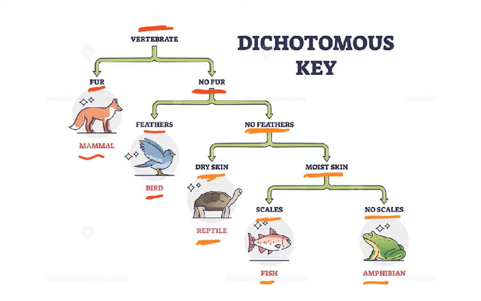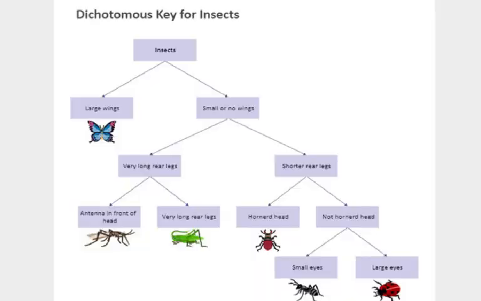And what you need to do is understand this and follow this. I'll do a few examples with you to make you understand this. Now, another dichotomous key for insects. Insects with large wings, then it's a butterfly. But small or no wings, then we go to two other categories.